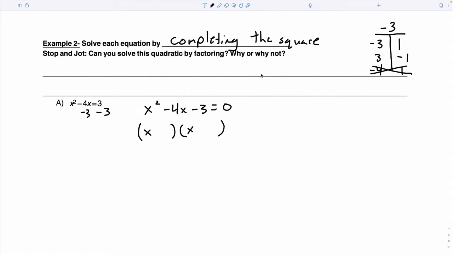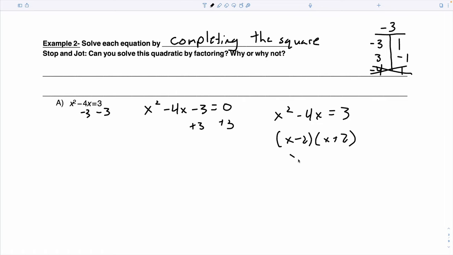Tony, comment. Yeah, okay, I know this is weird, but it's just an idea. Could you leave the 3 on the right side so that it's just x squared minus 4x equals 3, and then do x minus 2 in parentheses times x plus 2 in parentheses equals 3? And no, because x minus 2 and x plus 2 gives you x squared minus 4x minus 4, not that. But you're on to the right track. That's kind of the start of how to complete the square.